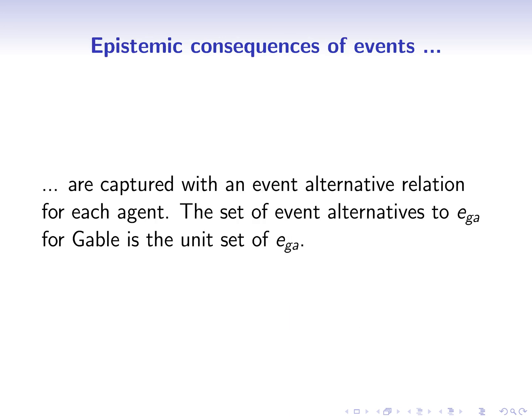Epistemic consequences of events are captured using epistemic alternative relations. Primitively, they are relations on event types rather than relations on worlds. For each agent, we stipulate an epistemic alternative relation on event types. And in this case, the set of event alternatives to event E_GA for Gable is the unit set of E_GA.